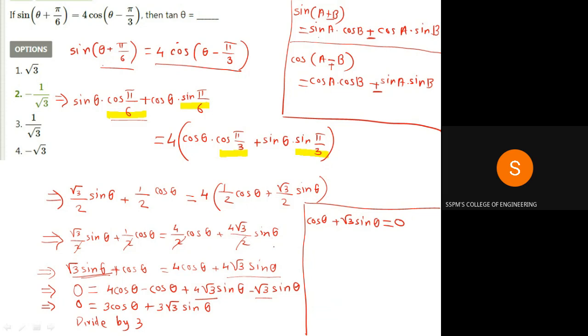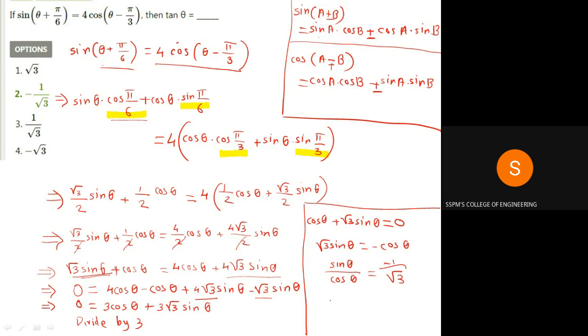Now we will keep root 3 sine of theta on the left side, and if we take cos theta on the right side, it becomes minus of cos theta. Now we will take this cos theta again on the left side. If we divide this equation by cos theta, it becomes sine theta divided by cos of theta is equal to minus 1 upon root 3, if we take this root 3 on the right hand side.